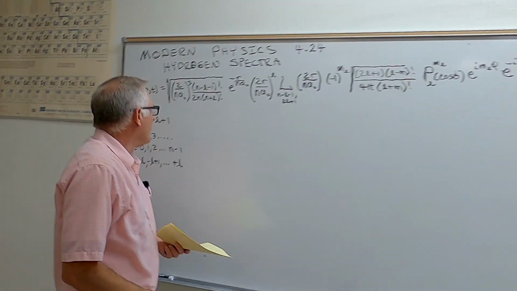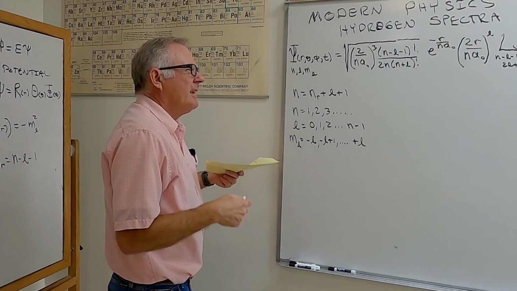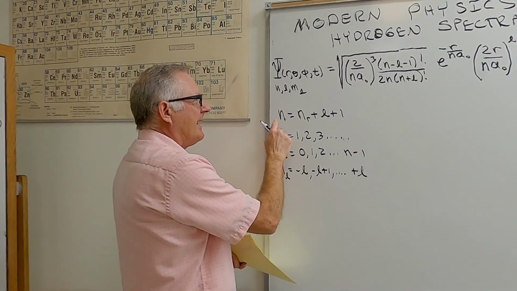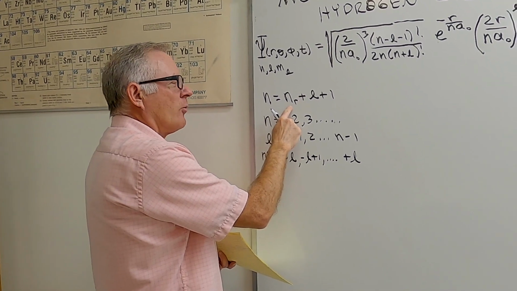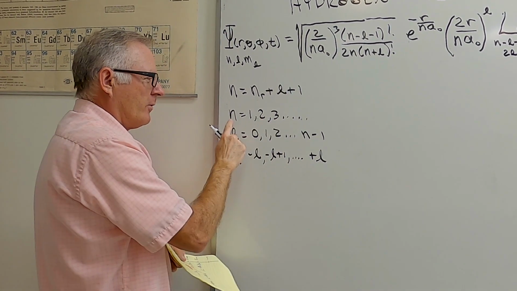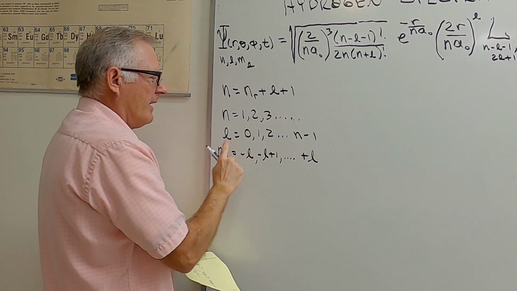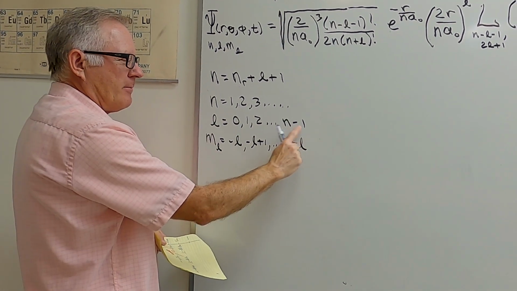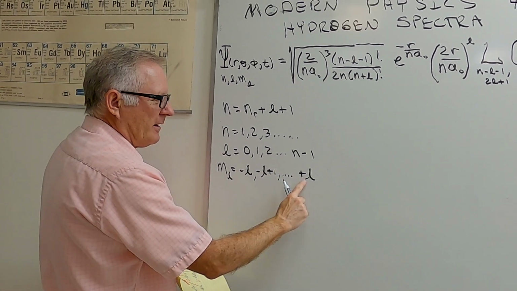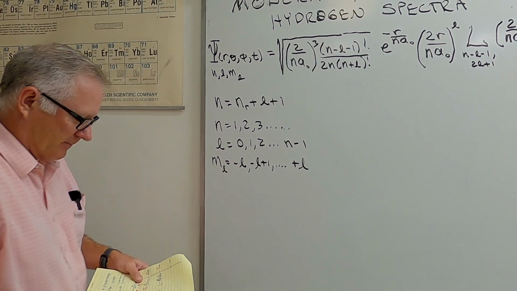Okay, so we just want to look at the energy spectra now. And remember, we said n was equal to the radial quantum number, which we're not going to use, plus L plus 1, where n goes from 1, 2, 3, 4. L starts at 0 and goes to n minus 1. And m sub L goes from minus L all the way to plus L in integers.